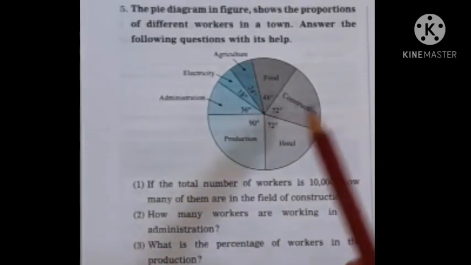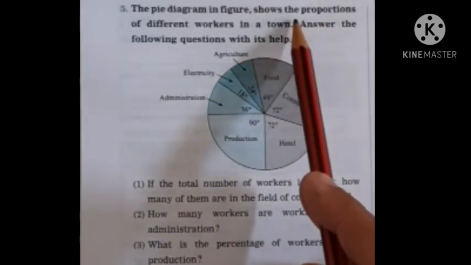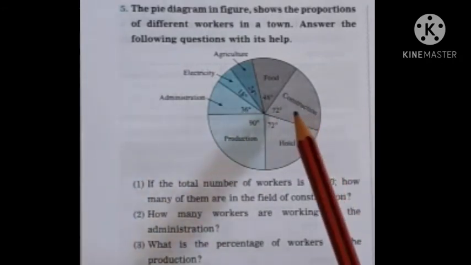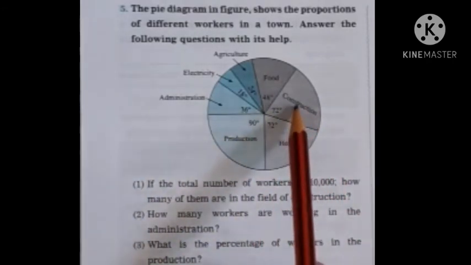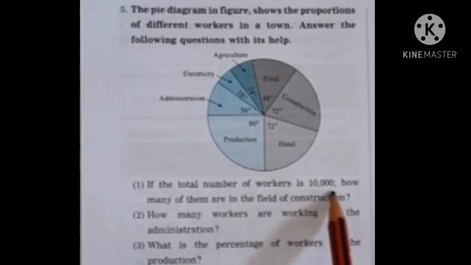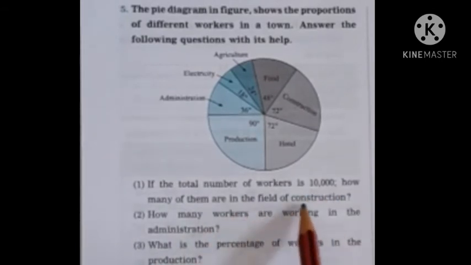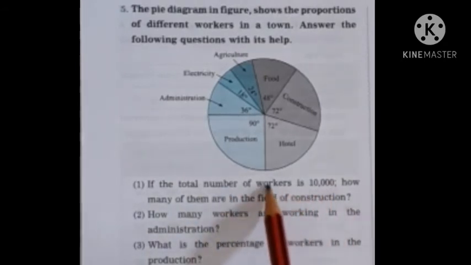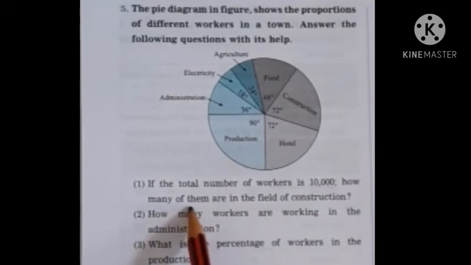First question is what? See what is given here. Proportional of different workers in town. Workers town मध्ये दिलेले आहेत. प्रोडक्शन मध्ये, हॉटेल, कन्स्ट्रक्शन, फूड, ॲग्रिकल्चर, इलेक्ट्रिसिटी अँड ॲडमिनिस्ट्रेशन. What are the question given? If the total number of worker is 10,000, how many of them are in the field of construction? So here total number of workers are given 10,000 and we have to find field in the construction. How many of them are in the construction?